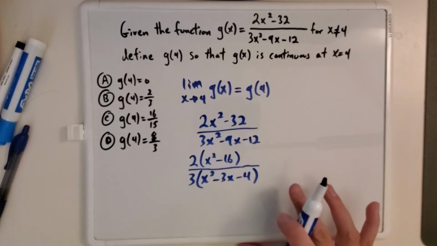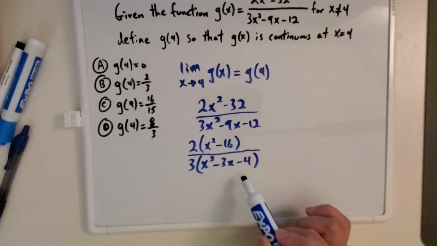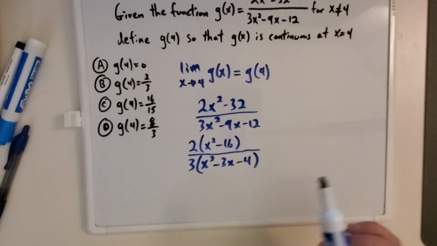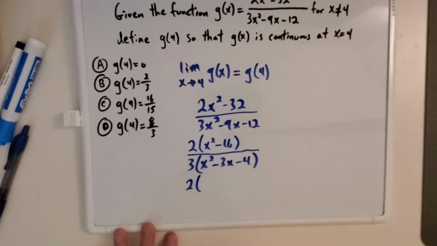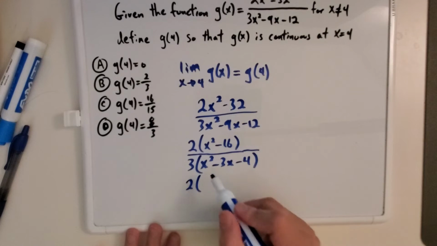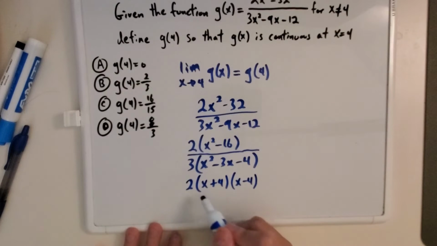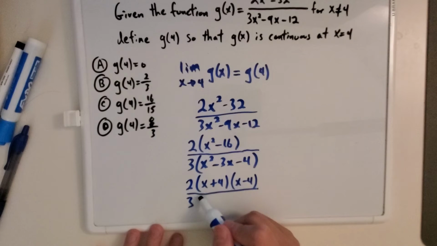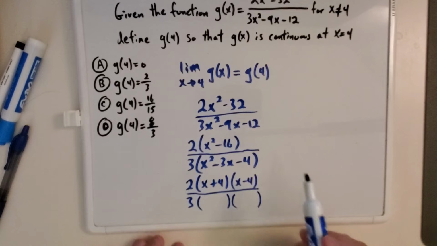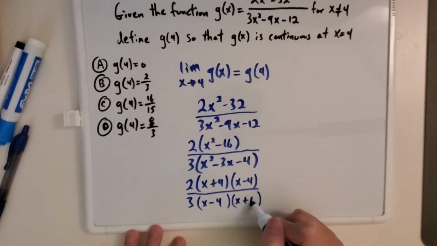Now, if you take a look at this, you can see that the numerator and denominator can still be factored. So let's go and do that. So on the numerator, we have 2, and then we have a difference of 2 perfect squares. So this would be x plus 4, and then x minus 4. And in the denominator, we have our 3, and then we have our factoring here. We can factor what multiplies to negative 4 and adds to negative 3. So we have x minus 4 and then x plus 1.